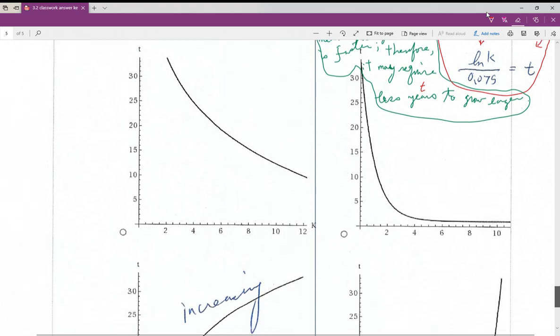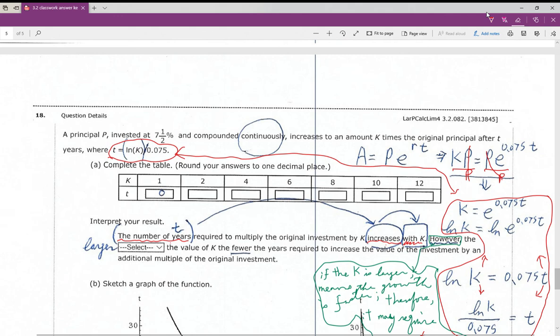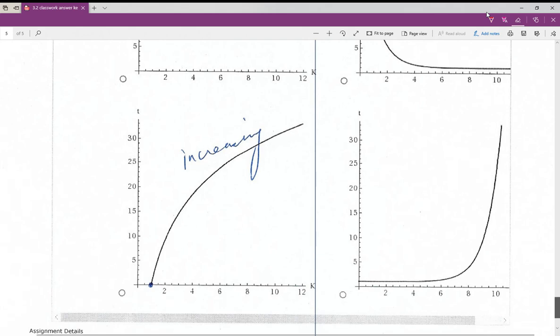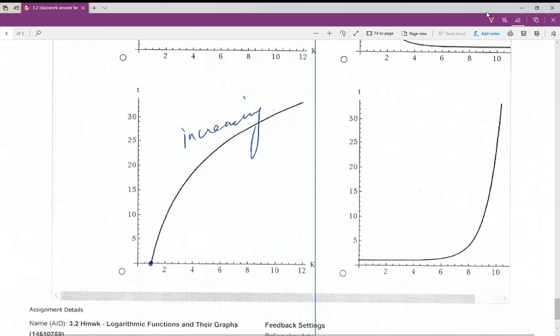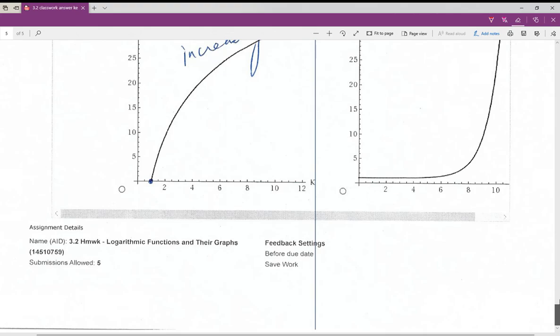Now, we want to graph the original function because the original function here is an increasing function. So if the original function is an increasing function, these two are increasing functions. Which one is the right one? You may use your graphing calculator to graph. Okay.